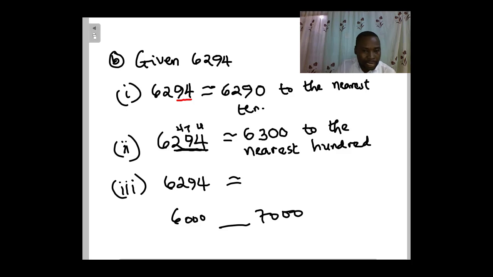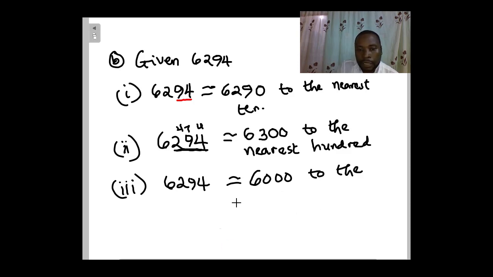So definitely 6,294 is closer to 6,000 than it is to 7,000. So I would say this is 6,000 to the nearest 1,000. To the nearest 1,000. This is great.